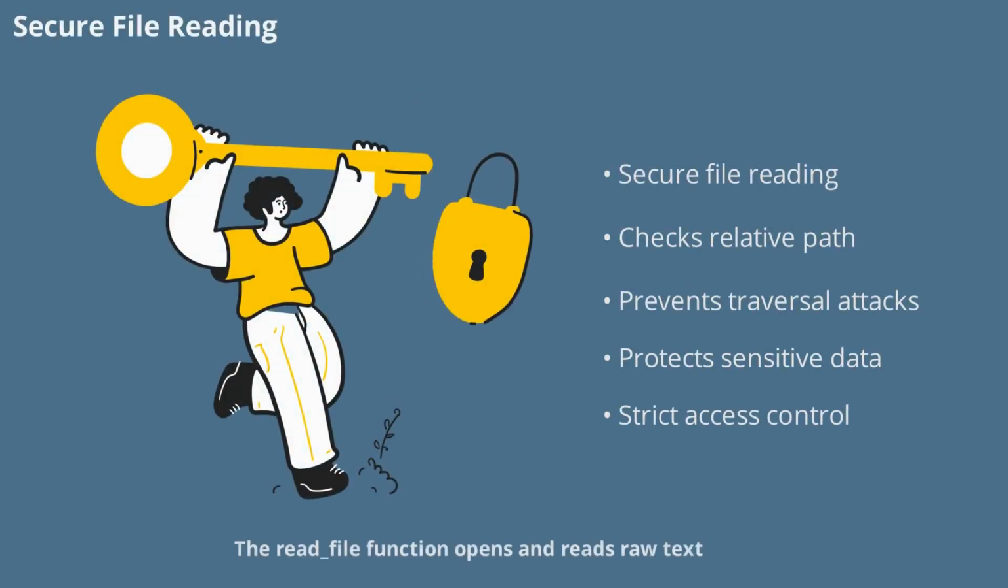The read file function opens and reads raw text, but only after verifying that the path is relative to the notes directory. This check prevents directory traversal attacks, a common security risk. By strictly gating file access, you ensure that the agent can't inadvertently expose sensitive data or system files.